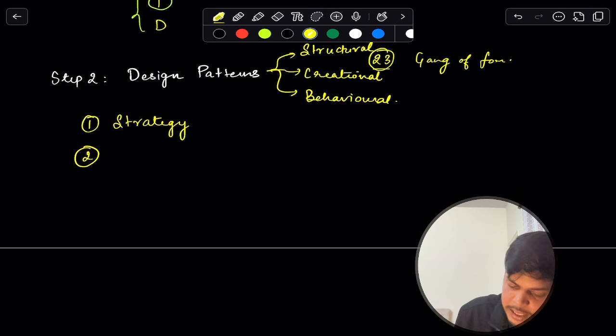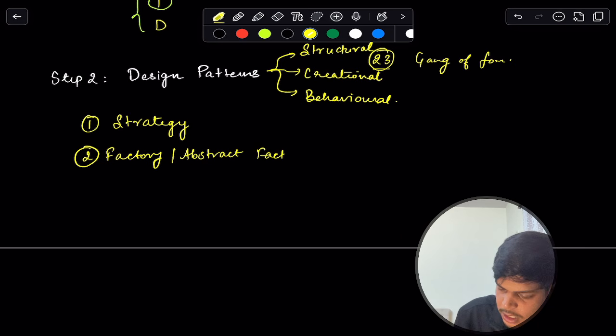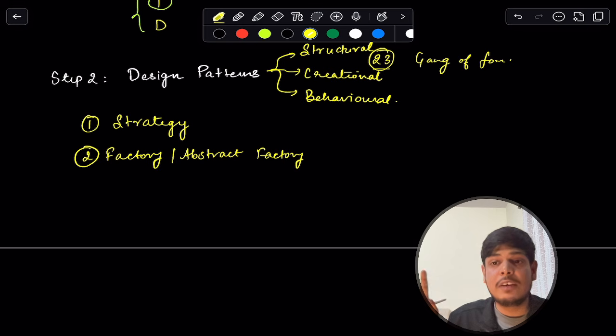The second one which is very important is factory. Factory is also sometimes referred to as abstract factory. There's a minute difference, but these design patterns are also important. Why is it important? It is great when you have problems with respect to creating objects, like, hey, you need to create a car object or a bike object or a truck object, right?